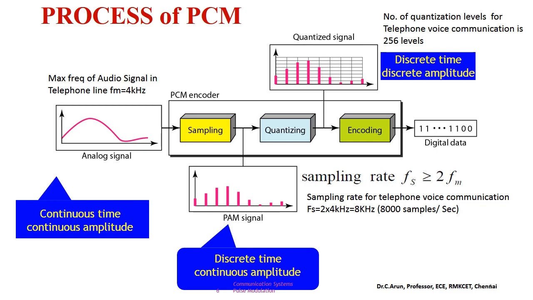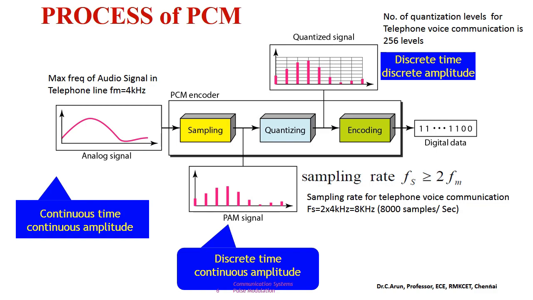Here is almost the same block diagram. The continuous analog signal is available. I would like to explain this entire block diagram with one application, the telephone line audio communication application. Here the signal is continuous in time and also continuous in amplitude. The maximum frequency of the audio signal as per the telephone line is 4 kilohertz.